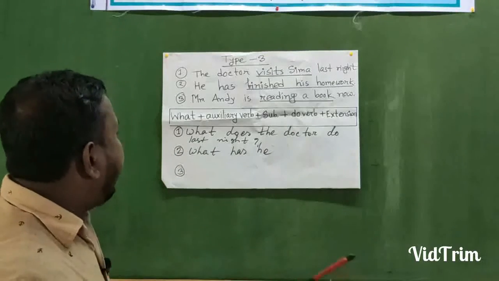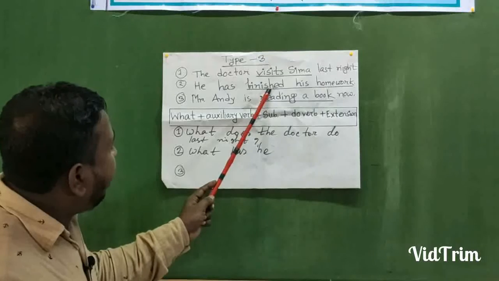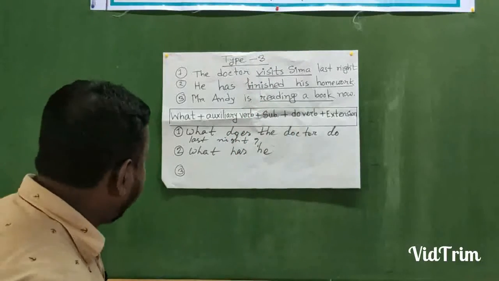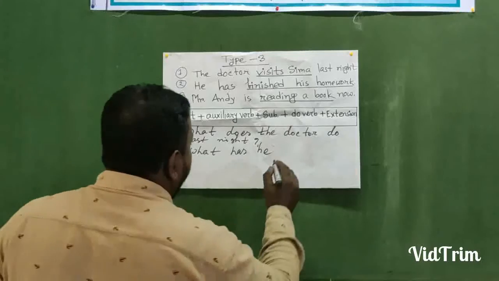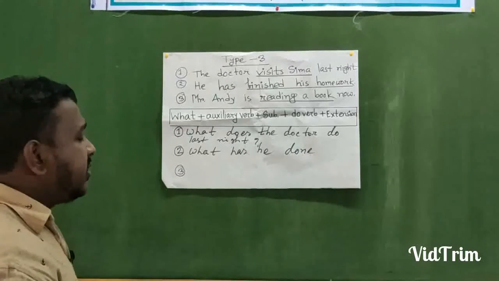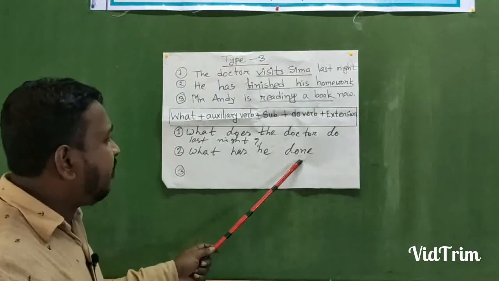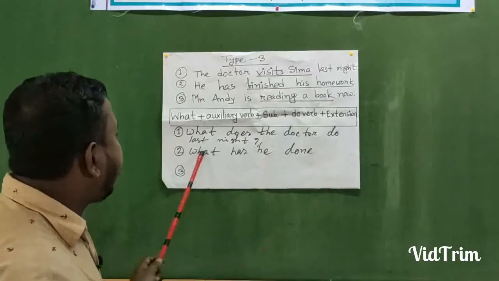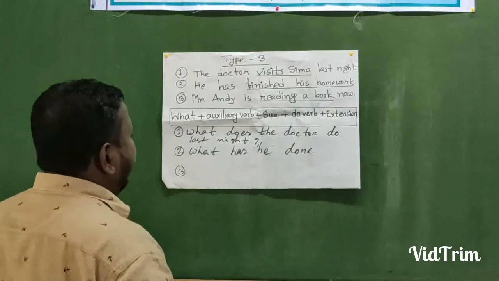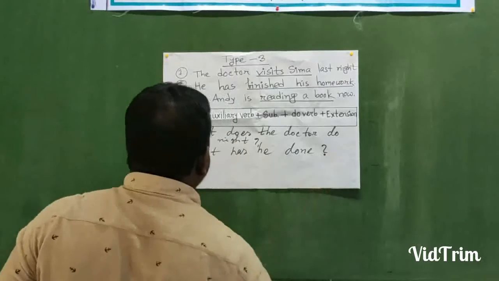Now the term of do verb. Here notice the main verb is in the past participle form, so the do verb will be changed into the past participle. We have to use done. Do, did, done. So finish is the past participle, so we have to use do verb in past participle form, done. What has he done? Here no extension, so we have to put a question mark.